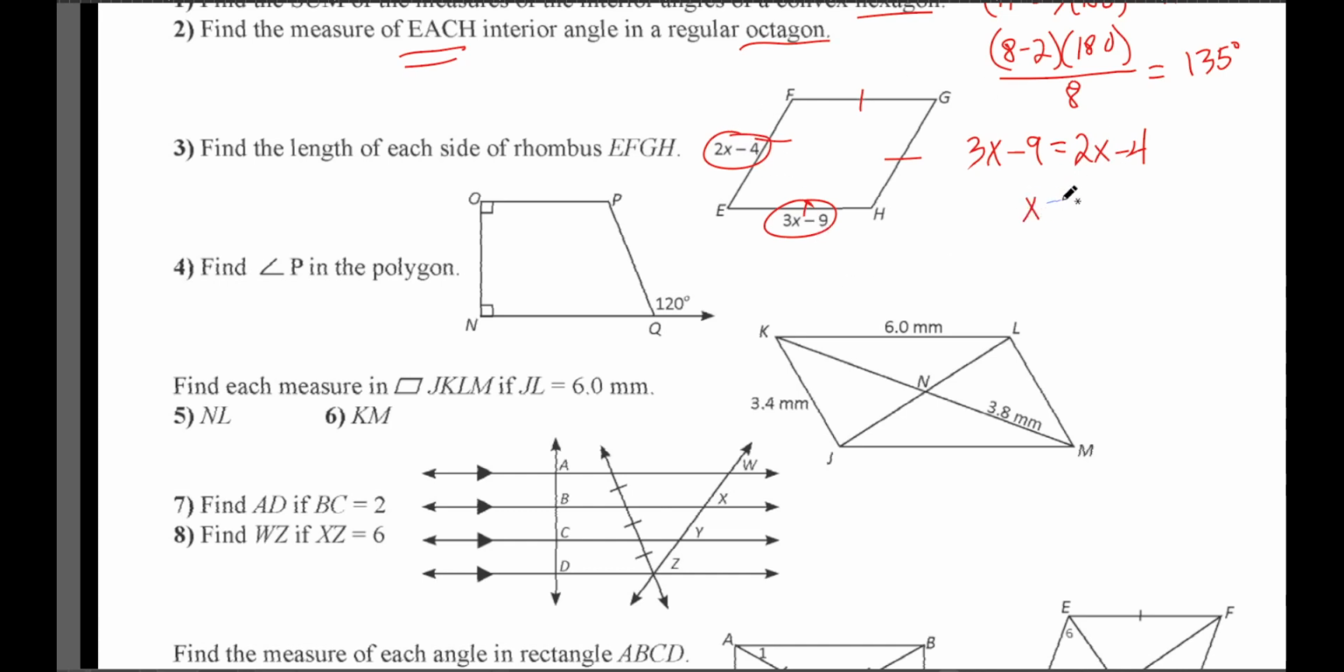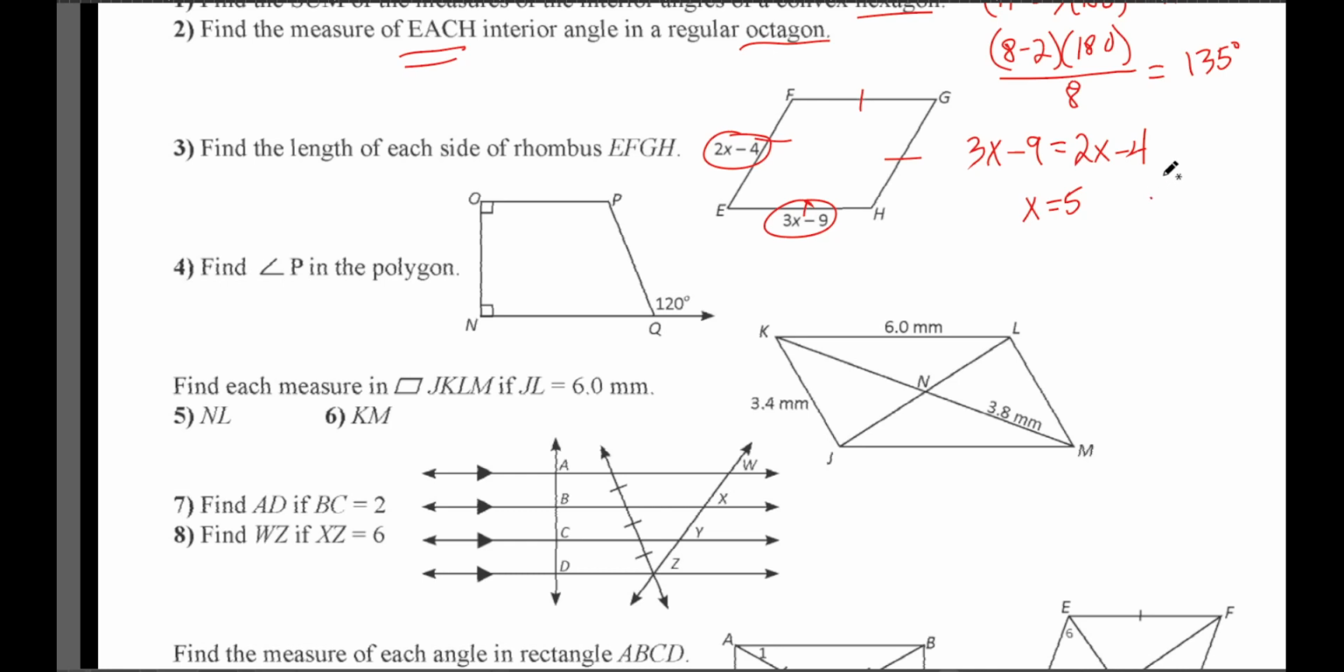So when you solve for x, I'll give you a little help. X is equal to 5. And then when you plug it in to either one of these, it doesn't matter which one you plug it in, you're going to get, it says find each length. So, well, it doesn't matter which one you find. The length is going to be, this is number 3, right?